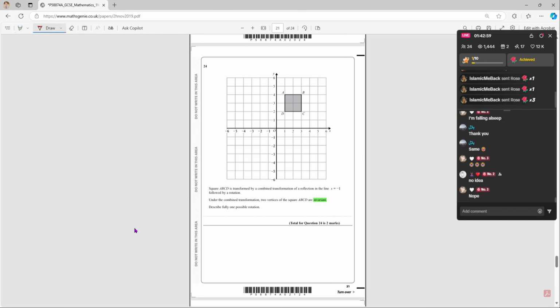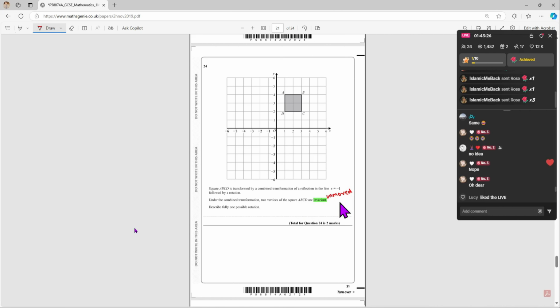You guys actually should know what it means because it can actually come on your exam. Let's stick it in your head when I tell you. Basically it means unmoved. It means unmoved. So if I repeat, it says under the combined transformation, two vertices of the square ABCD are unmoved. They are not moved at all.